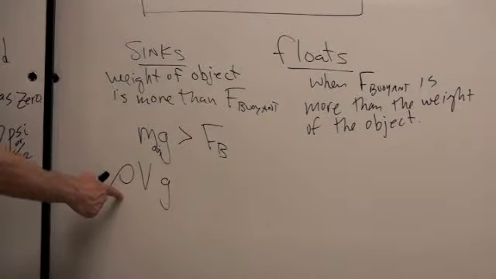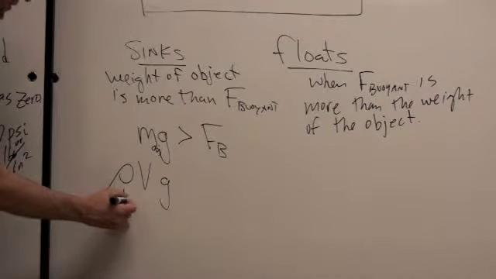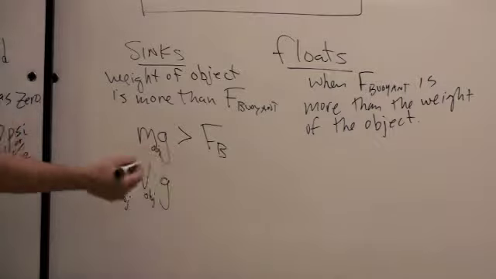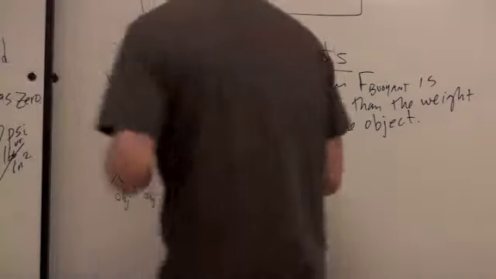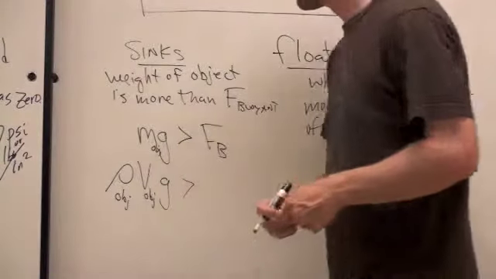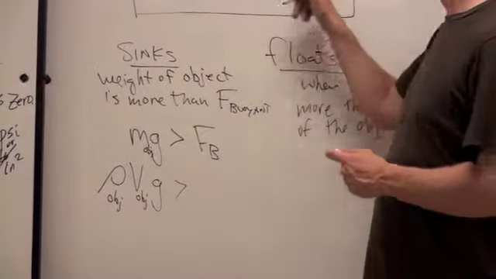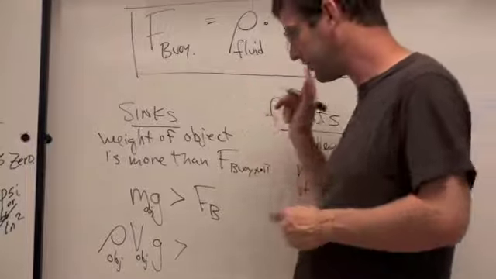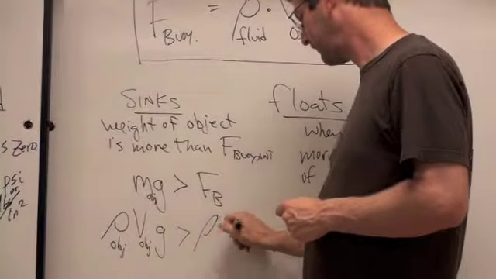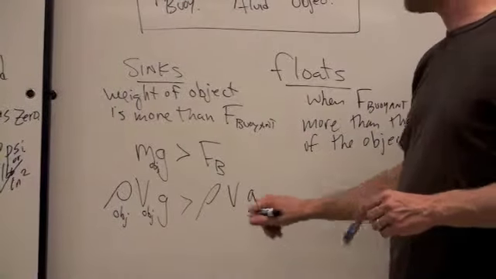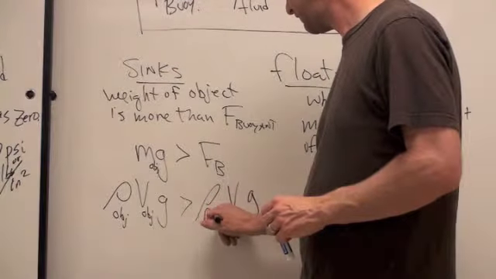Density of what? The object. Volume of the object. g of gravity. Yeah, that's for both, right? Is greater than, what's the buoyant force again? Rho V g. We have to say rho because P is pressure. So it's rho V g. Wait, rho V g greater than rho V g? Different. Oh, subscripts matter, right?